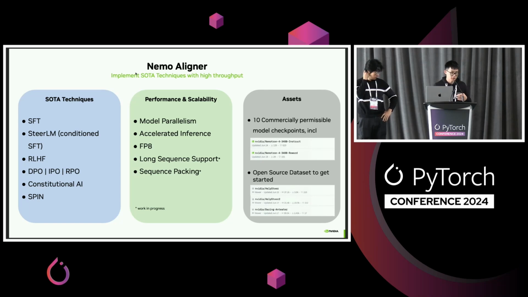Also, we want to make sure that the open source community can use the toolkit easily, so we open source the data sets that we've used for some of our alignment pipelines, let's say HelpSteer and HelpSteer2 and Derning and Eater. We also open source commercially available model checkpoints, which include the 340B instruct and the 340B reward model that was trained with NeMo-Aligner.